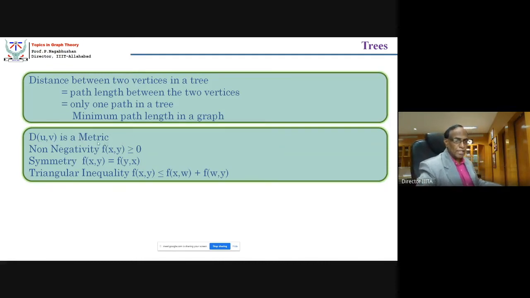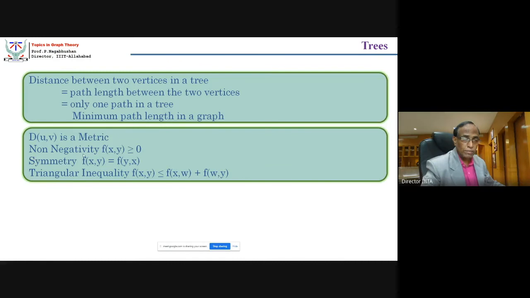The function should satisfy the following 3 properties. One property is non-negativity. The value of the function should be greater than or equal to 0. The distance between u and v is always greater than or equal to 0. It can be equal to 0 provided both are the same vertex. The distance from u to u is 0, and the distance from v to v is 0. The distance from any other vertex to any other vertex is definitely more than 0.